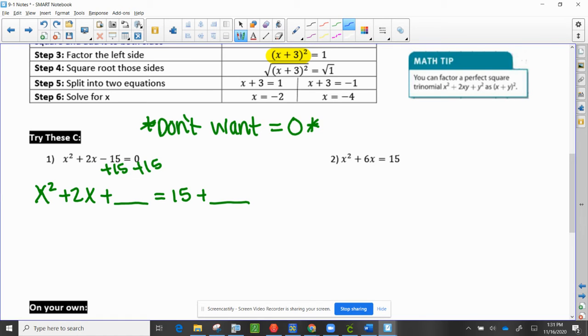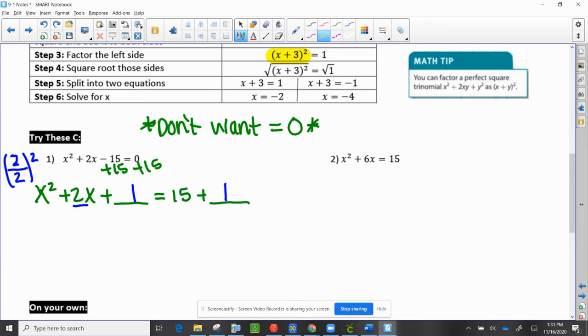To find the number that completes the square, I'm going to take my b term, my middle term, 2, and cut it in half, so 2 divided by 2, and then we square it. So half of 2 is 1, 1 squared is 1. So the number that completes the square for this problem is 1. So if I add that in on the left, I add that in on the right.